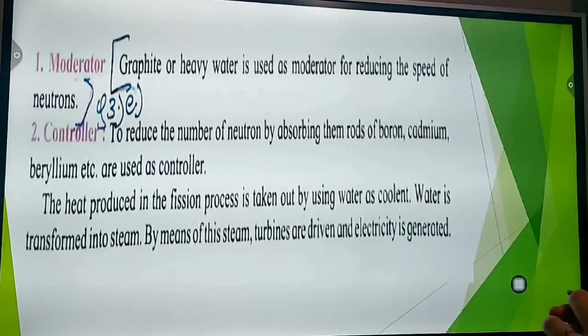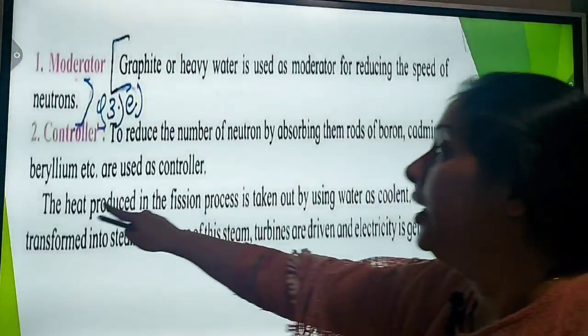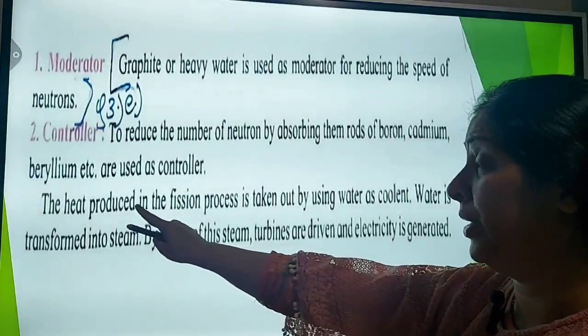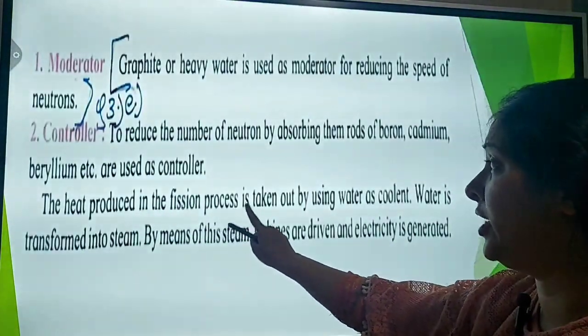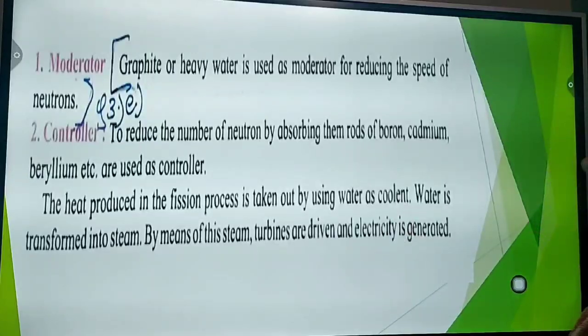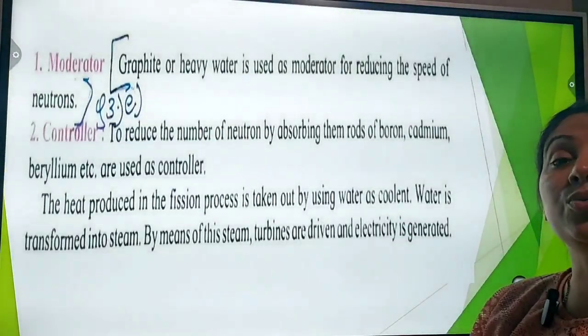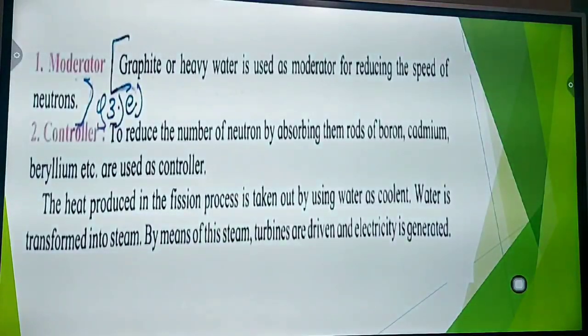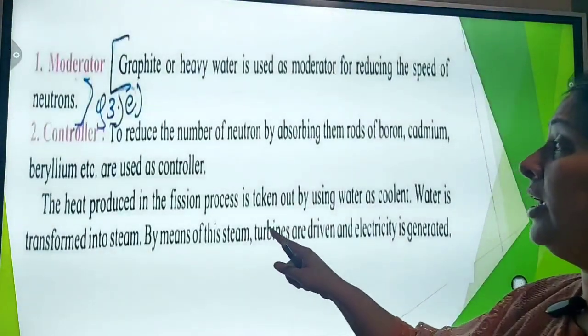During this fission, when the nucleus breaks, heat is produced. The heat produced in the fission process is taken out by using water as coolant. तो वाटर यूज किया जाता है उस हीट को कम करने के लिए. The water is transformed into steam. By means of this steam, turbines are driven. ये इलेक्ट्रिसिटी कैसे प्रोड्यूस हो रही है?